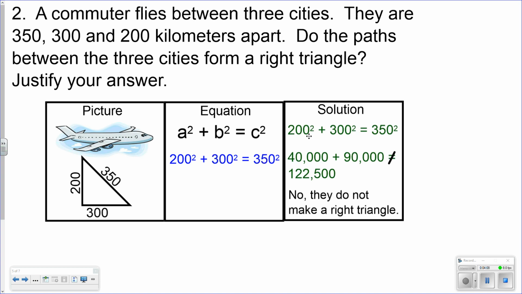Now I'm going to solve it. 200 squared is 40,000, 300 squared is 90,000, and 350 squared is 122,500. Do they make a right triangle? No, they do not.